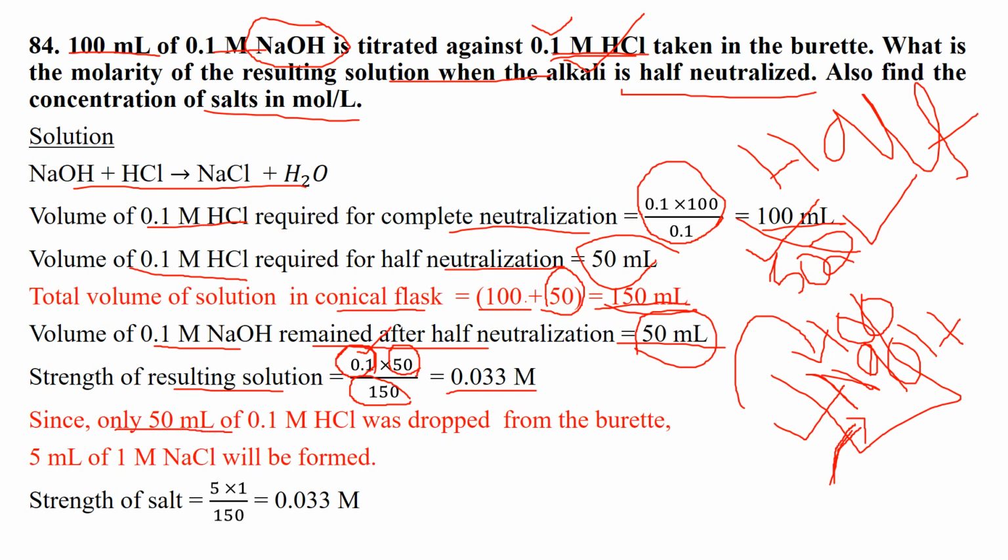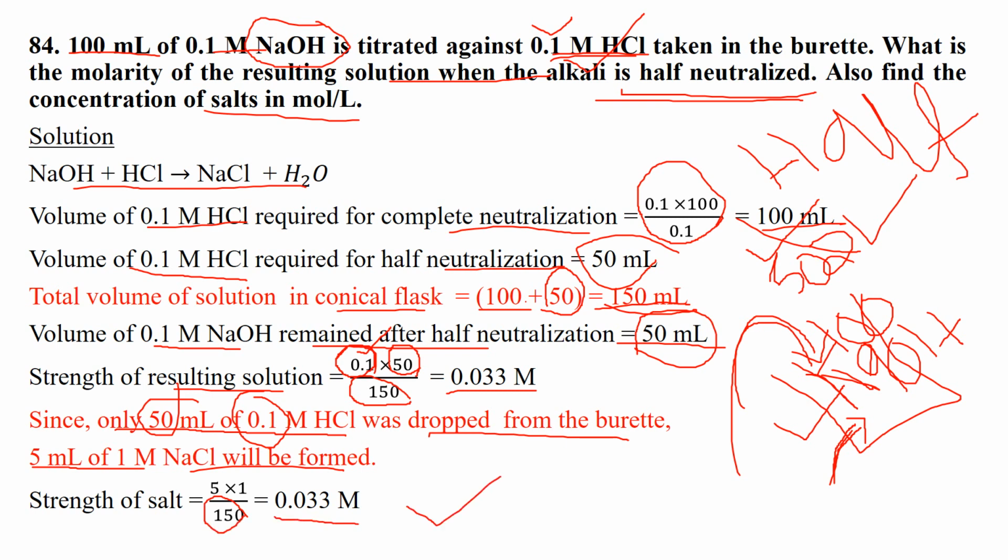Since only 50 ml of 0.1 M HCl was dropped from the burette, right? Here from the burette only 50 ml of 0.1 M HCl was dropped, because the alkali is only half neutralized. For the half neutralization, only half of the total volume required is dropped inside the beaker or inside the conical flask. Then 5 ml of 1 molar NaCl will be formed. Just multiply this, 50 into 0.1, right? 50 into 0.1 divided by 150 will be 0.033 molar. Answer will be 0.033 molar.